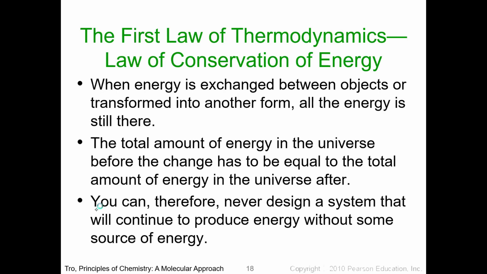So this is, of course, the first law of thermodynamics that I explained earlier, or we call it the law of conservation of energy. When energy is exchanged between objects or transformed into another form, all the energy is still there. So the total amount of energy in the universe before the change has to be equal to the total amount of energy in the universe after. So the total amount of energy in the universe is constant.